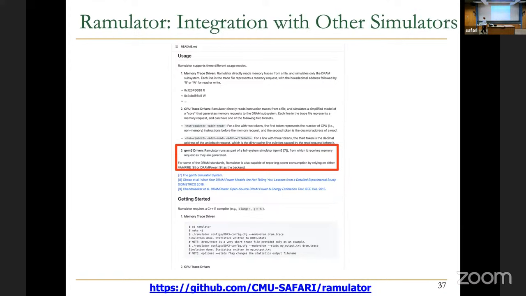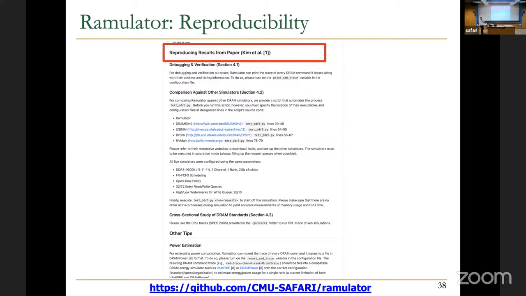It's also important that this simulator, probably you cannot read it, it's terrible, but I can read here, can actually be connected to gem5. gem5 is a full-system simulator that has been used a lot to simulate multi-core systems. In gem5 we have a memory model, and you can integrate Ramulator as the memory model of gem5. It provides better accuracy for that simulation. Also, all the results that we show in Ramulator are reproducible, and we also show that by reproducing results from papers.